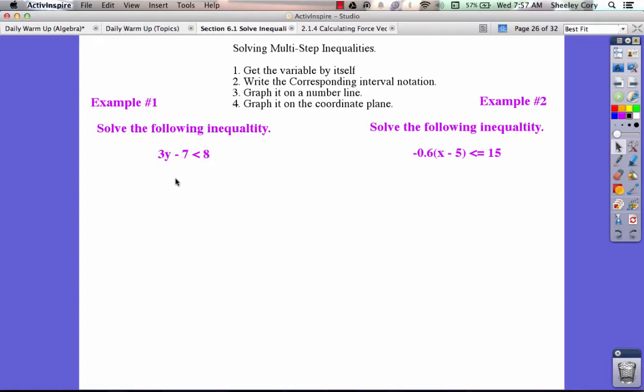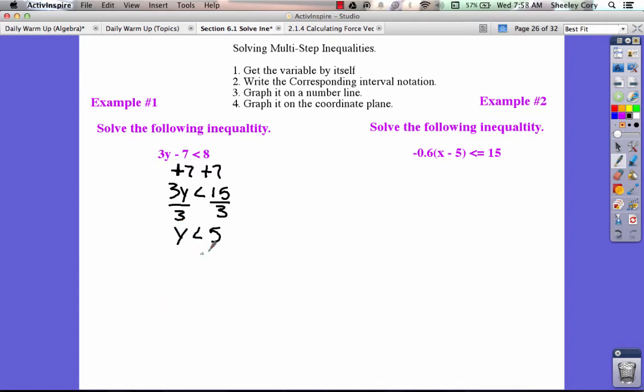So for this first problem here, you've got 3y minus 7 less than 8. First step is going to add 7 to each side. So you get 3y less than 15. Second step will be to divide by 3. And you'll end up with y less than 5.